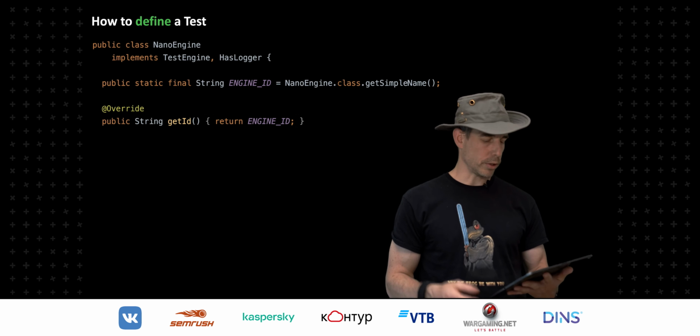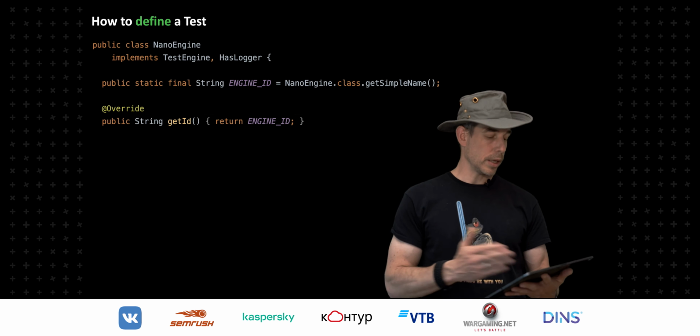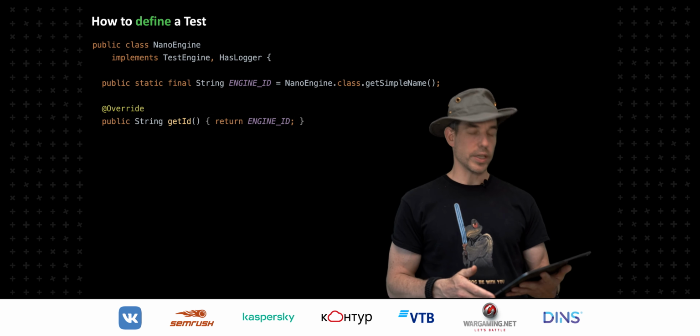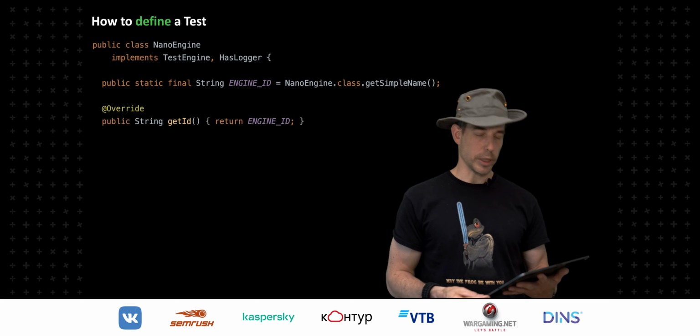Writing your own test engine or customizing this one. So I'm creating now my nano engine. It's implementing the test engine, and the ID is just a string. Here I'm lazy, I'm just using the simple name of the class.